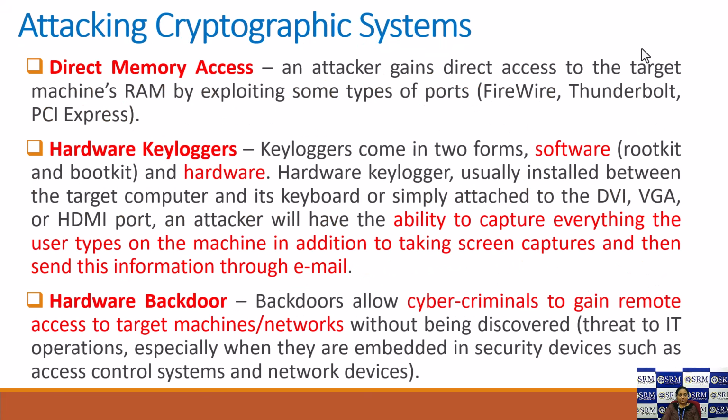The next three are direct memory access, hardware keyloggers, and hardware backdoor. Keyloggers may be of two types, software and hardware. Software is what we have seen, that is rootkit and bootkit. Now we are going to see the hardware keyloggers. Before that, we'll see what direct memory access is. The attacker gains direct access to the target machine's RAM. Memory means RAM, right? By exploiting some type of ports, like FireWire ports, Thunderbolt ports, or PCI Express, they are able to access the RAM.